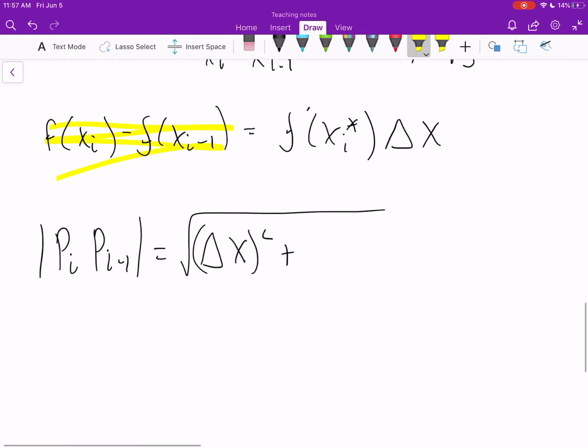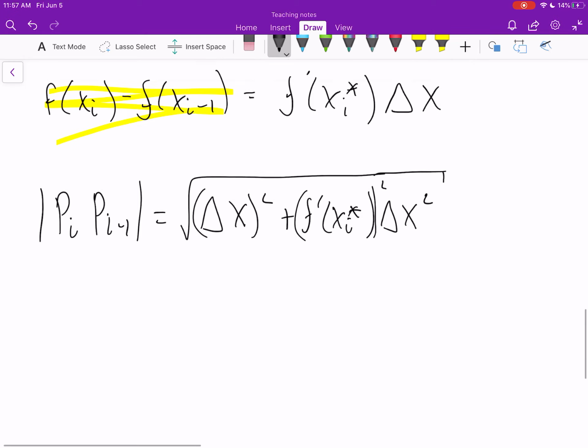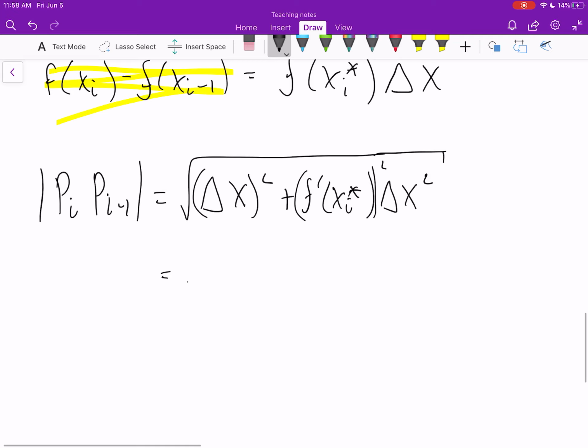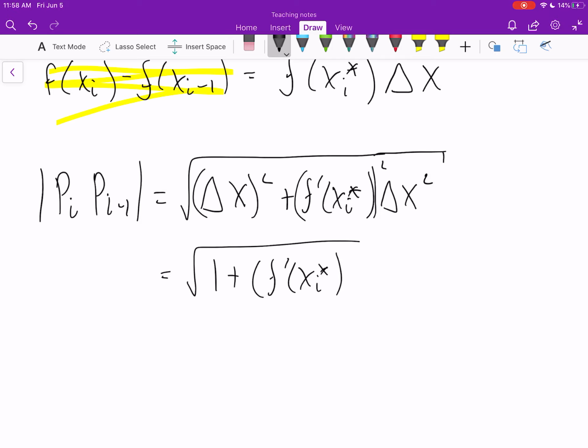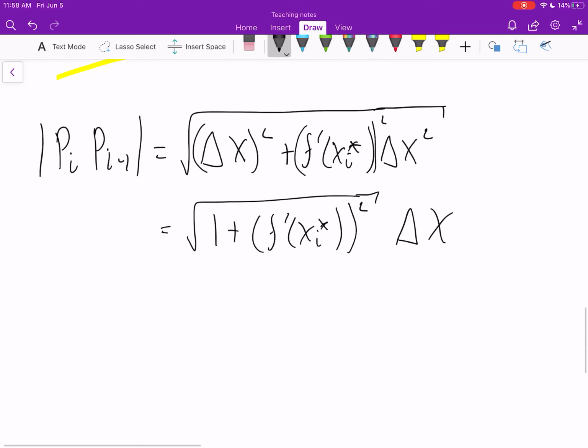It's fine. But what this is going to be now is f prime of x sub i star squared times delta x squared. The idea is now I can pull out the delta x squared. I'm going to get 1 plus f prime of x sub i star squared times delta x. And that's going to be the length of any one of these lines.